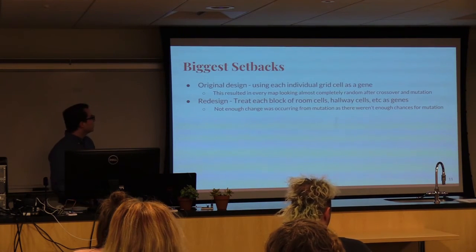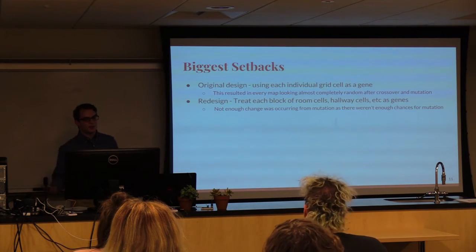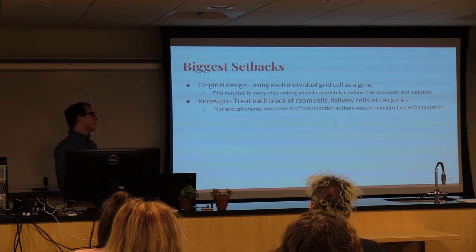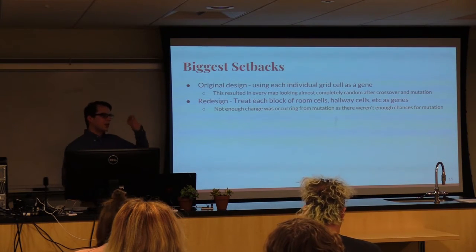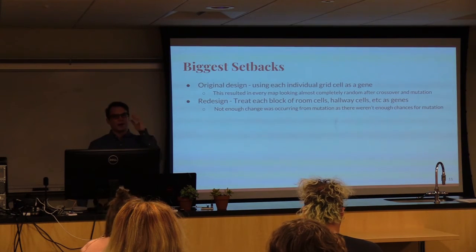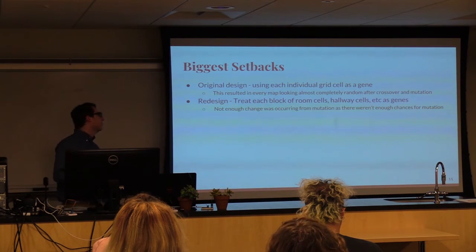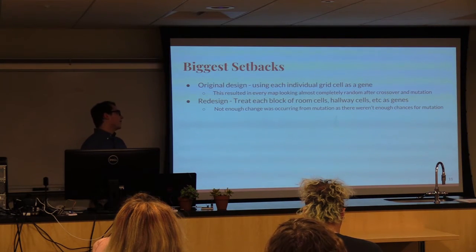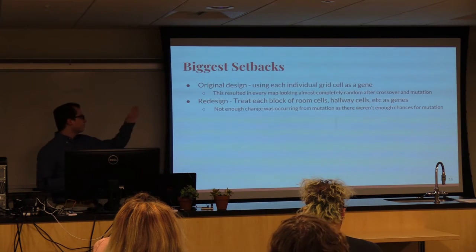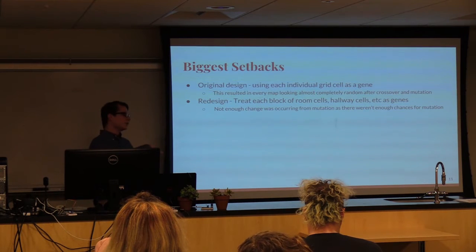Some of the biggest setbacks. My original design used each individual cell within the map as its own gene. This resulted in something totally random at every step of the way. Because at cell 3232, you would either choose parent A or parent B, and it was almost impossible to get anything that even looked remotely like a map. So during the redesign, I decided to treat connected blocks of room cells or hallway cells or whatever as specific genes and pass those on as groups.